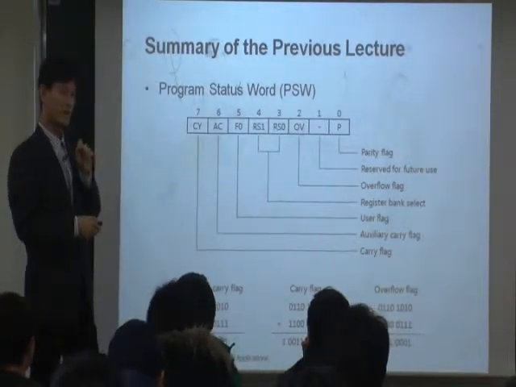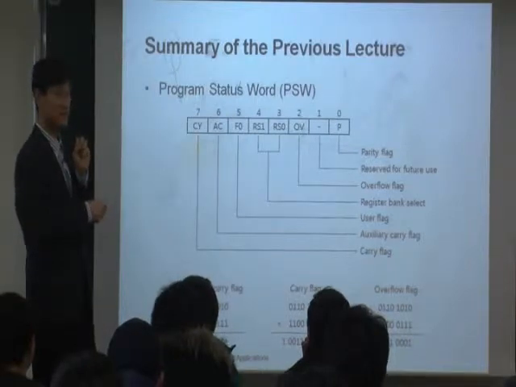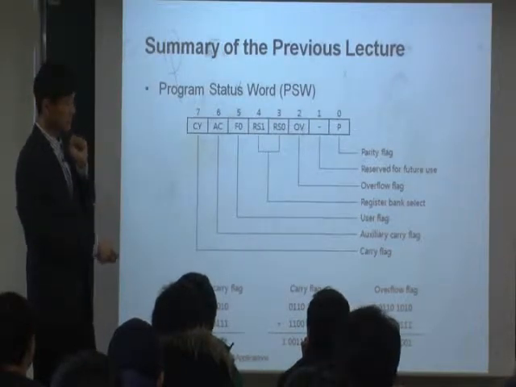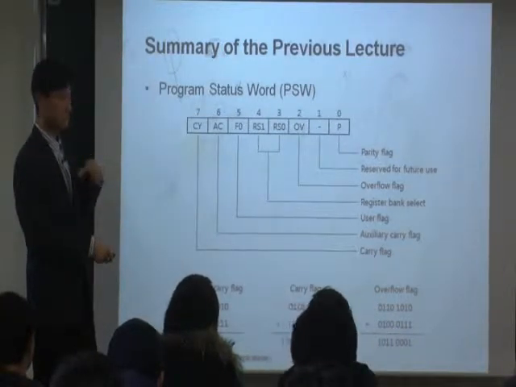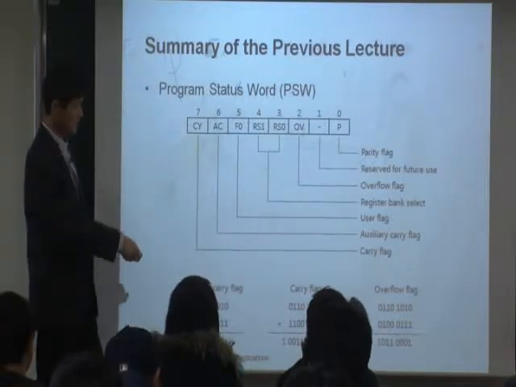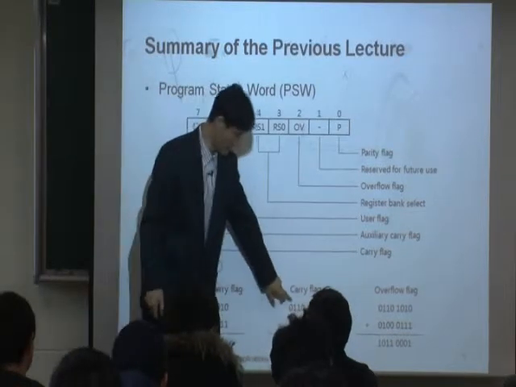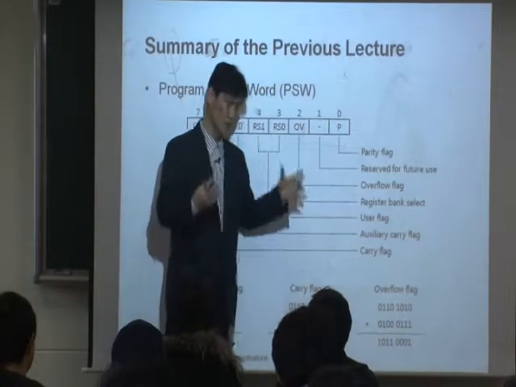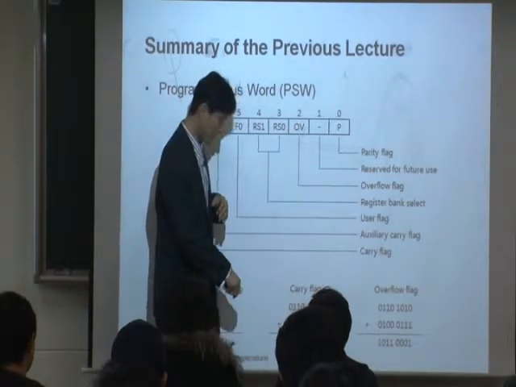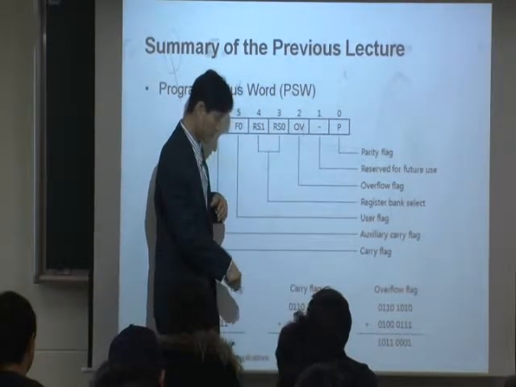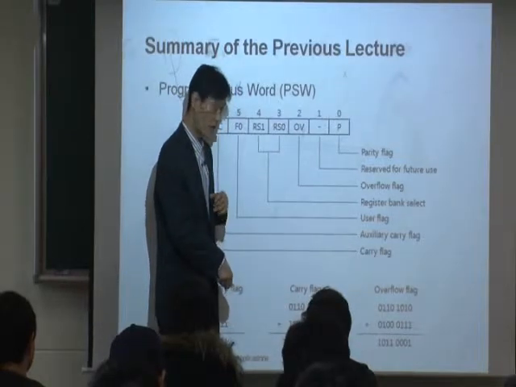So generally, why do you need these things? Because to check the condition. Like, let's say you do this calculation. This goes to A, this goes to B, and you do A plus B, right? And this is the output.